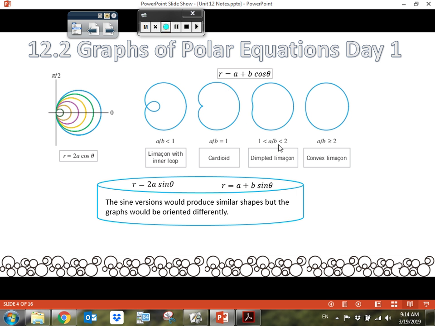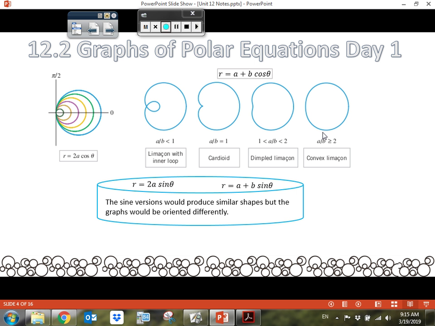If you were to divide these two numbers, a and b, and you got a number somewhere between 1 and 2, it would come in, but it wouldn't come in at a sharp point like this one does. It would come in gradually and then go back out. And then if you divided these two numbers and got a number that's larger than or equal to 2, it would kind of look like a circle or an ellipse. That's what it would look like. And again, if sine was in the equation, it would produce a similar shape to this, but it would just be oriented differently.